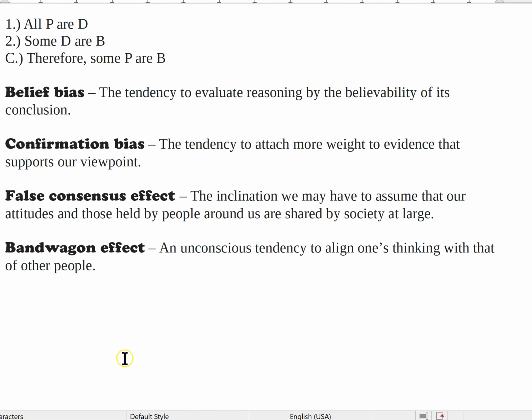Maybe next time we meet, you guys can tell me if you have any examples of these cognitive biases.